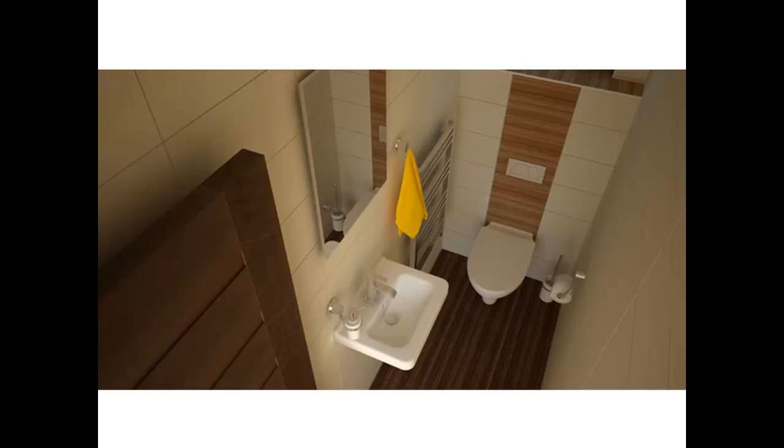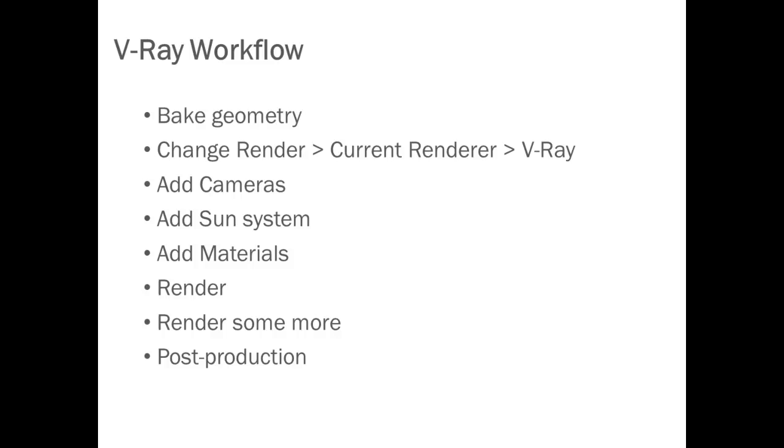Okay, so in V-Ray, I have a video that I will do this with. I'm not going to go through it in class, but this is the process. You don't get anything until you bake it. Nothing comes out of Grasshopper until it's been baked as geometry. So if you render something and nothing shows up, you missed a step. It's the first one.